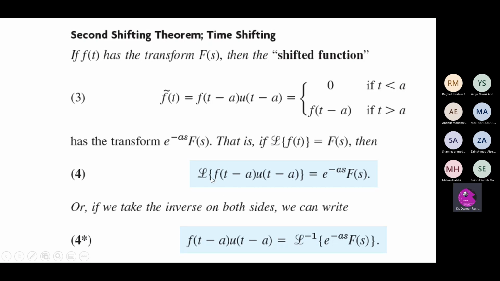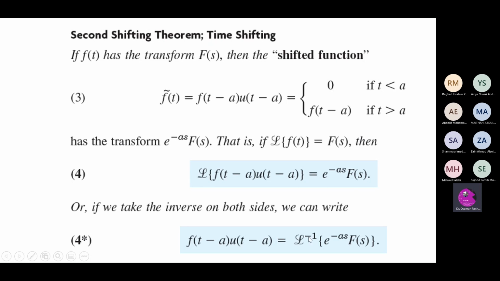What is the Laplace transform for this after I shift the wave? It is e to the minus as multiplied by the Laplace transform of the original f of t, for the original wave. Catch it? Okay, that's good.